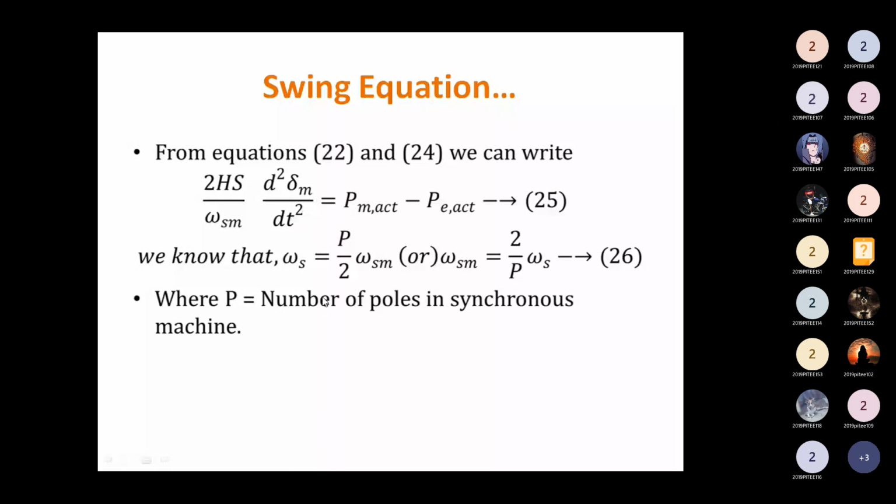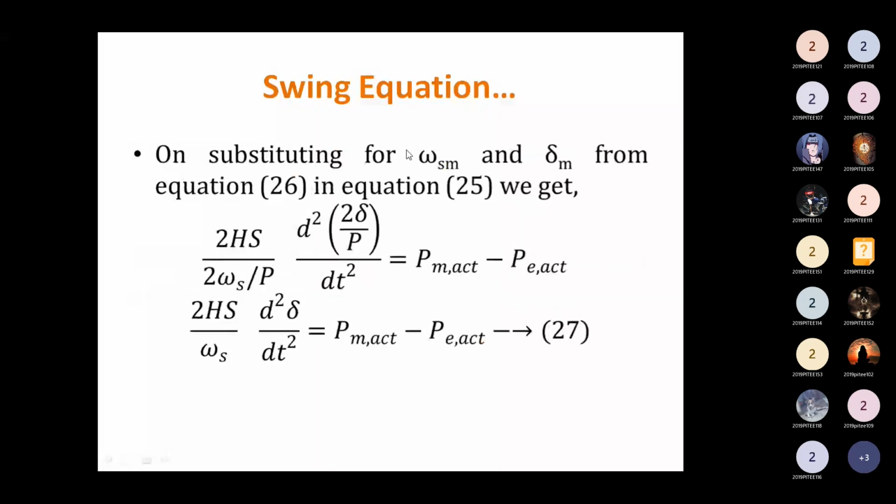So we are going to simplify further. On substituting omega sm and delta m from equations 26 and 25, so 2 HS, 2 omega s by P in place of omega sm, I am substituting here, next one is d square 2 delta by P dt square, which is equal to Pm actual minus Pe actual. So see which terms cancel: the 2 by P in the denominator cancels with the 2 by P in the numerator, so it becomes 2 HS by omega s d square delta by dt square equal to Pm actual minus Pe actual.